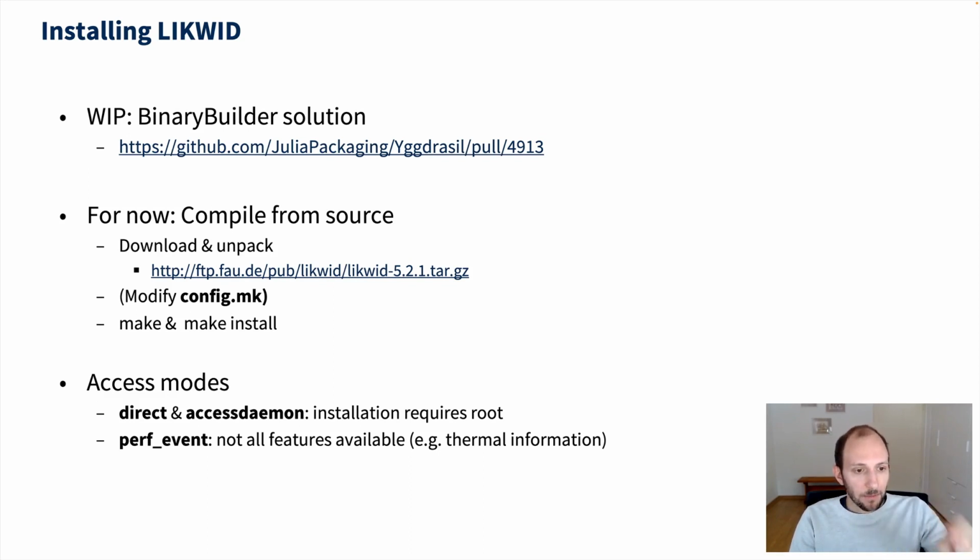So in principle, it's just these 3 steps: downloading, modifying, make install. However, there's one important thing that I want to talk about, and that is access modes. So LIKWID will access these counters inside of the CPU or GPU for you, and there are different ways of doing that. One is direct, another one is an access daemon. Both require root for the installation and are perfectly fine if you install them on your local machine.